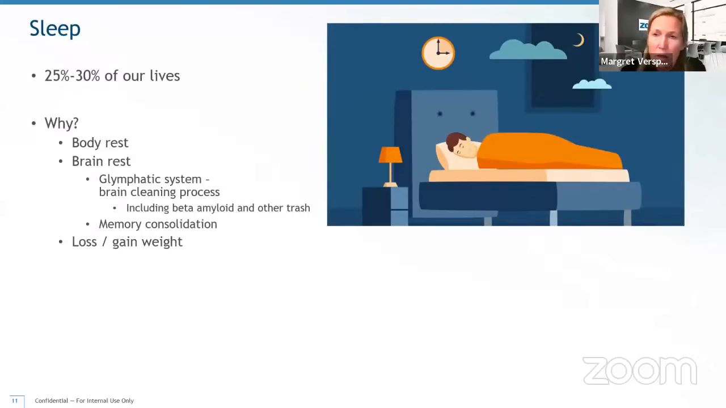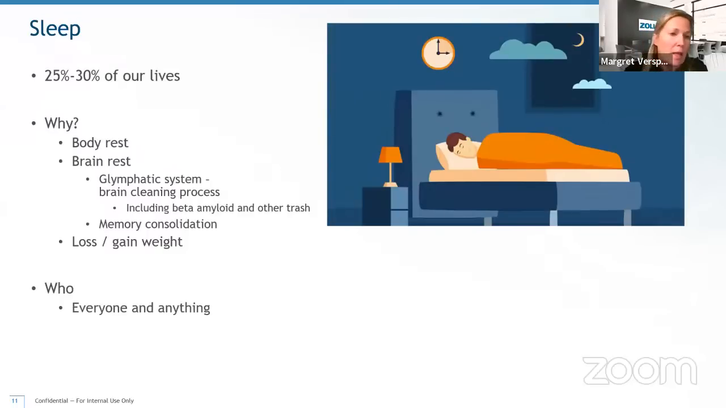Why do we sleep? We sleep because our body needs rest. When we are tired, we need to lay down to rest the body, but the brain's rest is also very important. Actually, during sleep, there is a sort of cleaning process in the brain, so beta amyloid and other trash will be cleaned up. It's also important for memory consolidation. So it's important for us to sleep well, and to sleep a certain number of hours. But actually, it depends per person how much sleep we really need.